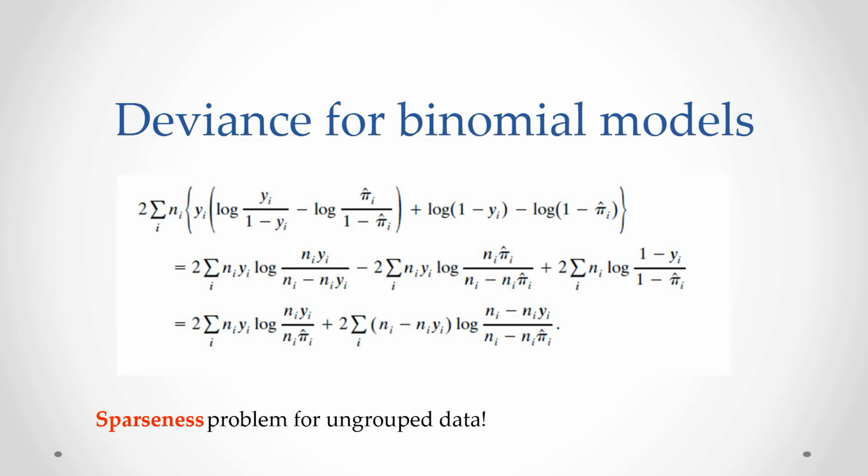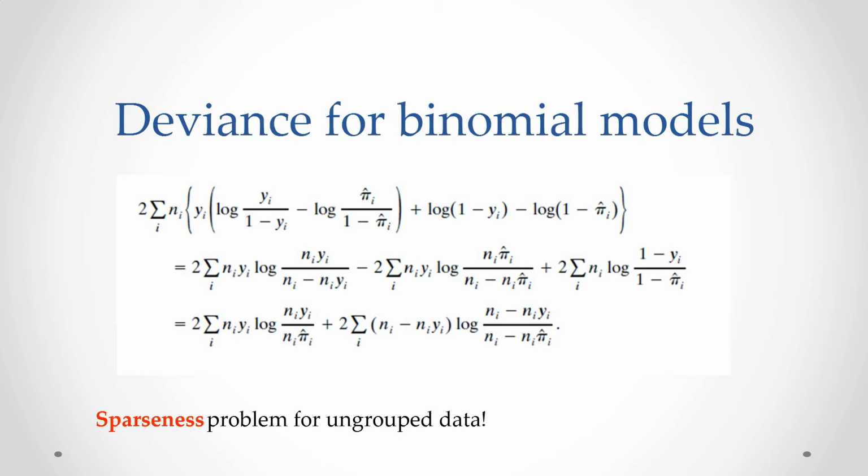model. So this is equal to twice the summation over i of n_i y_i log of n_i y_i over n_i minus n_i y_i, minus twice the summation over i of n_i y_i log of n_i pi_i hat over n_i minus n_i pi_i hat, plus twice the summation over i of n_i log of 1 minus y_i over 1 minus pi_i hat, which is equal to twice the summation over i of n_i y_i log of n_i y_i over n_i pi_i hat, plus twice the summation over i of n_i minus n_i y_i times log of n_i minus n_i y_i over n_i minus n_i pi_i hat.